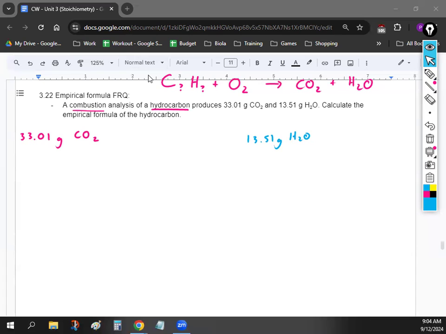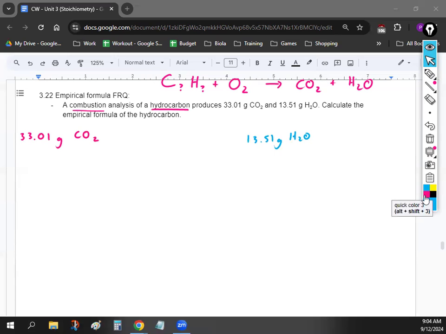All right, so what we have to do basically is figure out how many moles of carbon and how many moles of hydrogen there are in this system, in this reaction, okay? And the way that we do that is by looking at the products, because we know how much of each product we have.